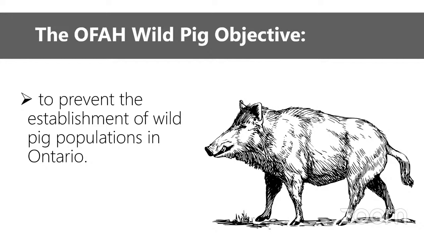The OFAH is interested in wild pigs for the same reason many other agencies and stakeholder groups are interested in this issue. We're concerned about the impacts they can have on our environment and the values that our environment provides. We want the same outcome as many other agencies, and that is to prevent the establishment of pigs in Ontario. Bree outlined a lot of the great work being done provincially to respond to this issue, and we also want to support those provincial efforts. I think this is a natural fit for our organization.